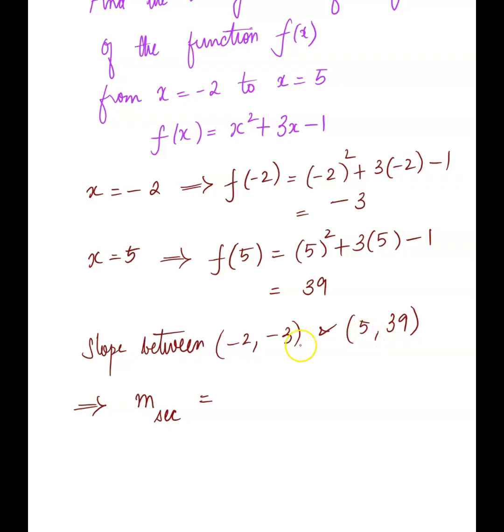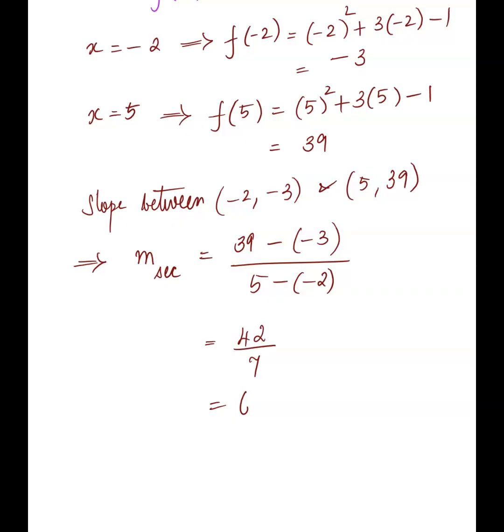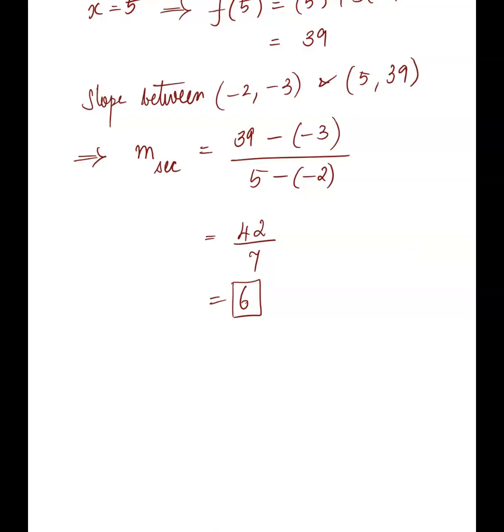So m secant is y2 minus y1. So there is no limit here. Okay, let's remember that. There is no limit here because we're not talking about the tangent line, we're talking about the secant line because it's between 2 numerical points. We didn't generate the second point. 39 minus -3 over 5 minus -2. So that will be 42 over 7, which is 6. So the average rate of change between these 2 points was 6. Okay. And let's take a look at the next problem, which is going to look similar, but we'll take a different approach.